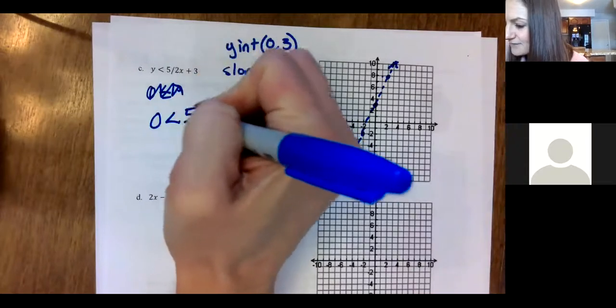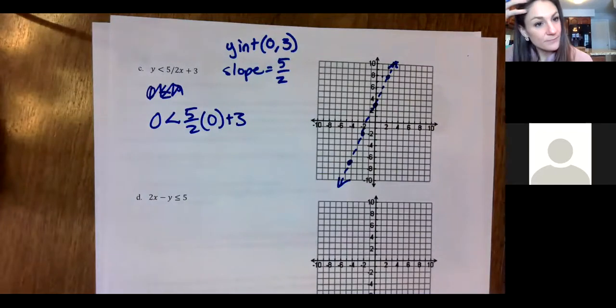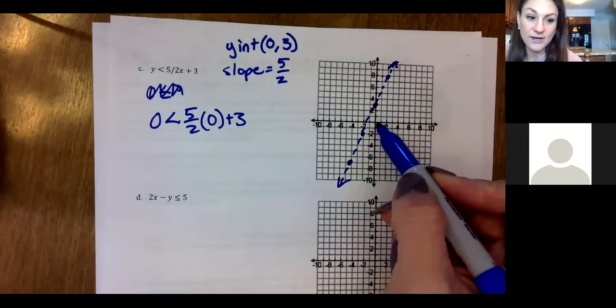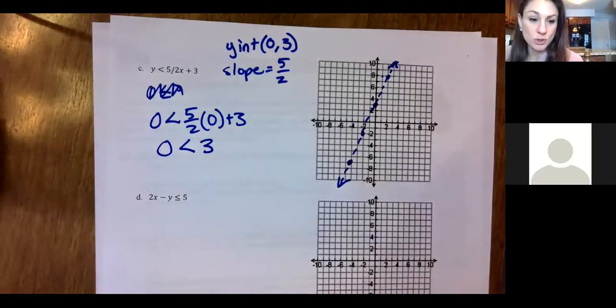0 is less than 5/2. Why can I test 0, 0 in this one? Why is 0, 0 a good point to test? It's a good, easy point. Excellent. And it doesn't lie on the line, so that works out well. 0 is less than 3. Is that true or false? It is true.